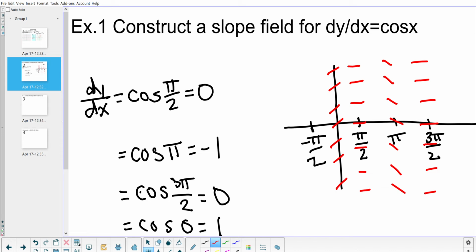Okay, then what about negative pi over 2? That would also be 0. So this slope field is starting to take shape. And then what about after 3 pi over 2, which is 2 pi? Cosine at 2 pi is also positive 1. So it goes up like this.